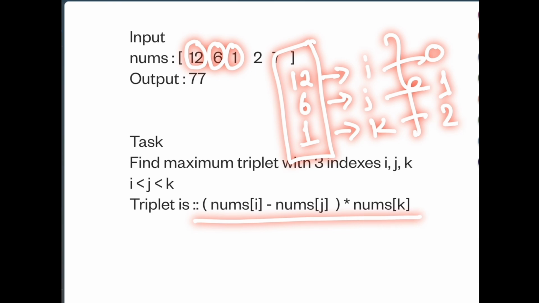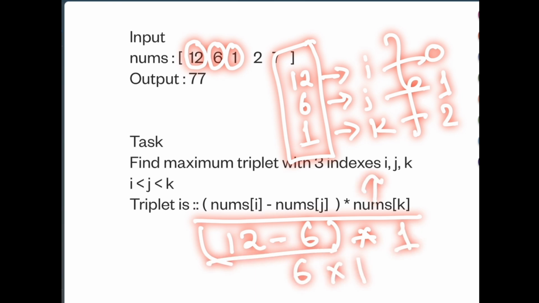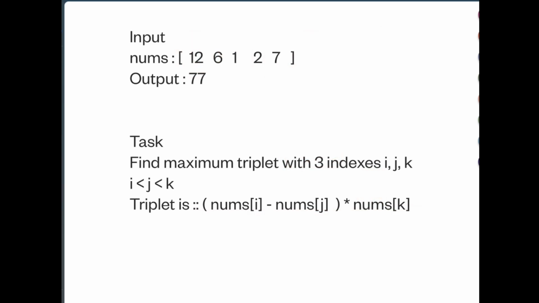Now using this formula, 12 should be placed here, minus 6, and whatever we are getting here, we need to multiply it by 1, for nums of k is 1. 12 minus 6 is 6 multiplied by 1, this is equal to 6. Now this is one of the valid triplet values when the values of i, j and k are 0, 1 and 2 respectively. And since the output is 77, we know that there is some other triplet we can create using this given array such that the output is 77.